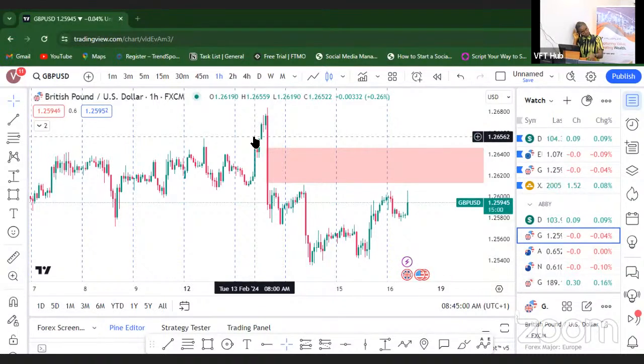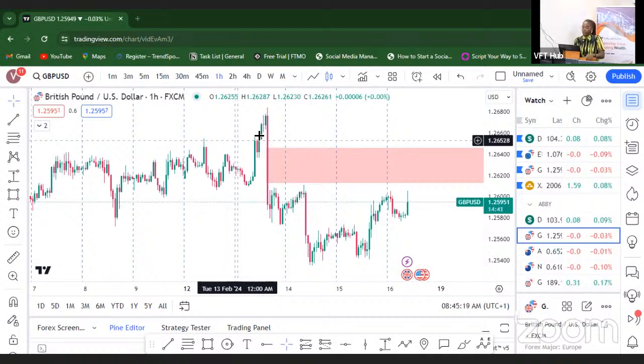But we can wait on the 1 hour and wait for price to break the 1.26750 region or 1.26500 region, thereabouts. If you can wait for price to break those levels, those will lose on the 1 hour. You can continue with the sell. If you're not already in, you can just wait for that break of structure and retest, and then you continue with the sell. So that's just about it.